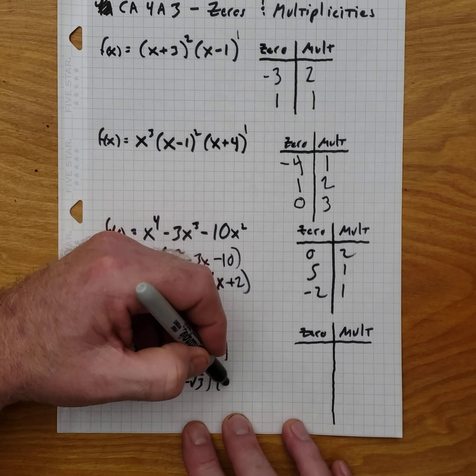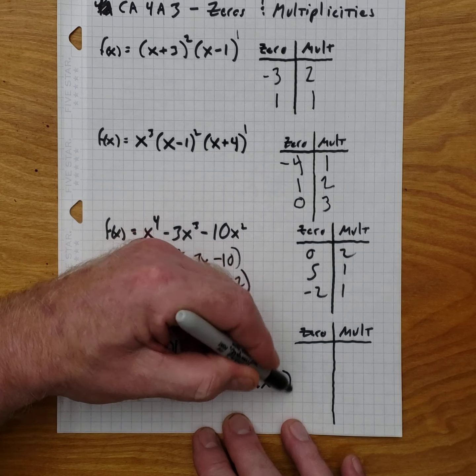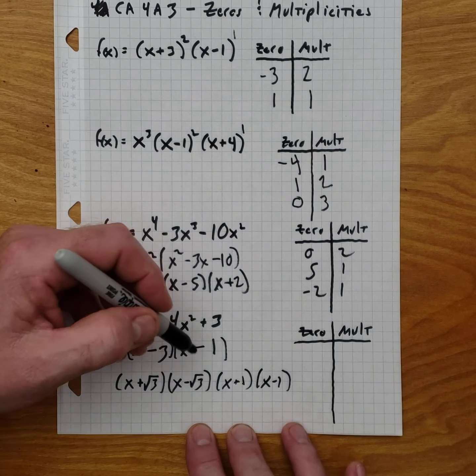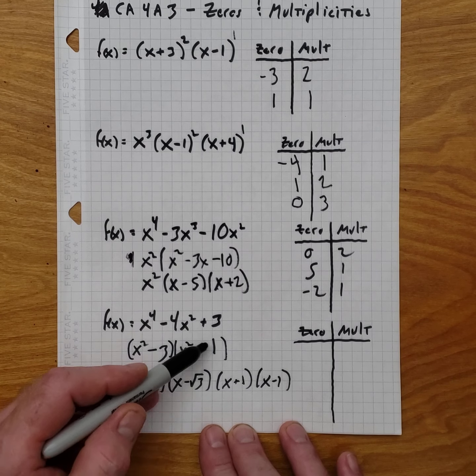And this one factors to x plus 1 times x minus 1. Right, remember difference of squares. When you multiply x plus something times x minus something, you get x squared minus that thing squared.